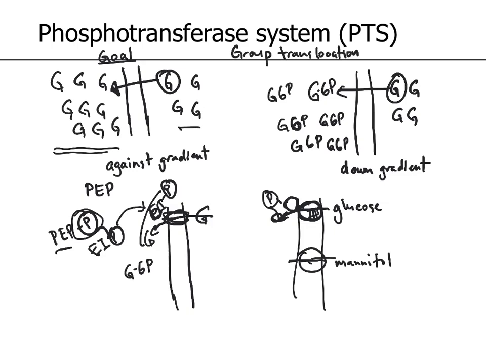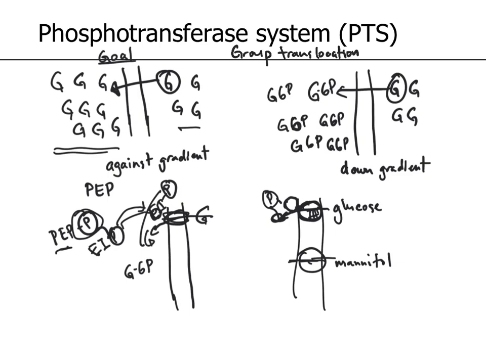So just to verify, enzyme 1 grabs the phosphate, and then as the glucose is coming in, that's when the glucose gets the phosphate, right? So enzyme 1 gets the phosphate from PEP. It actually passes it to enzyme 2, and enzyme 2 is the one that, as glucose is coming in, will pass that phosphate to it.